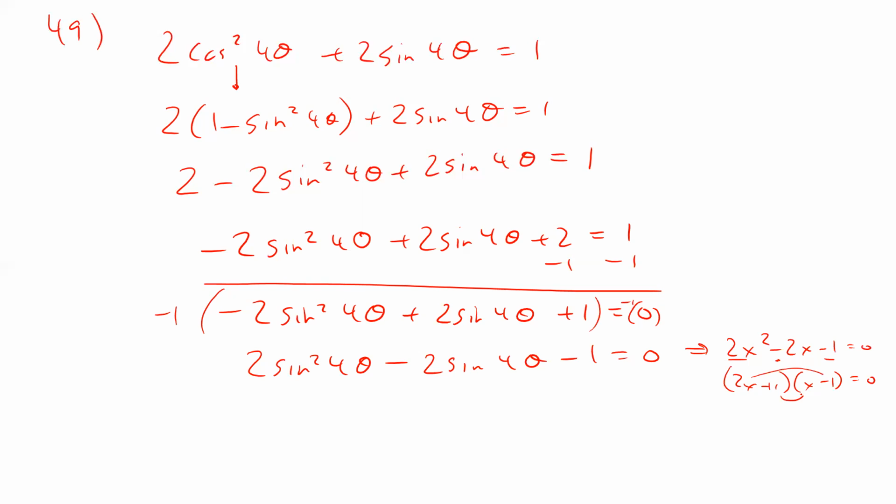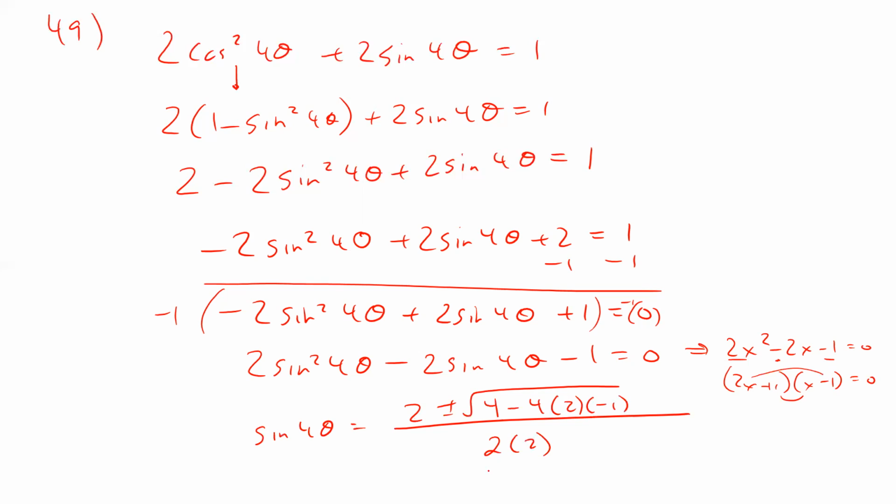Anybody know the answers for 49? Is it going to be all not so very nice? I did the quadratic. Yeah. Okay. Yeah, they're not. So I got sine. This time it's 4 theta. Oh boy. 2 plus or minus the square root of b squared minus 4 times a times c, all over 2 times a.